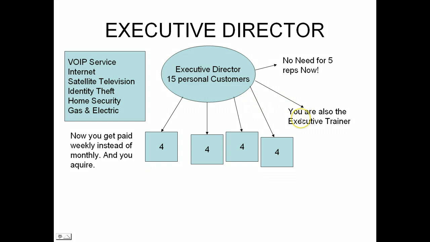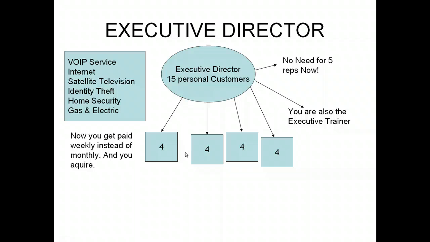So now you're going to be getting paid twice: the executive trainer money and the executive director money. Now you see the light bulb goes on. At executive director, you get paid on a weekly basis. So anytime anybody comes into your business, on a weekly basis you get paid, plus 25% more increase that they just put into the compensation plan.